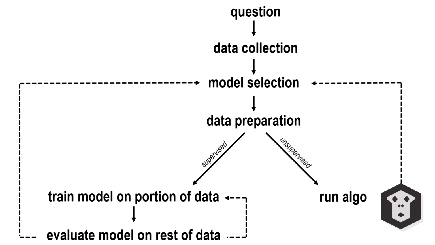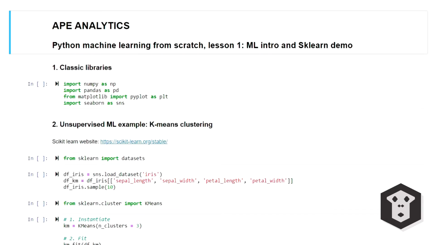Okay, enough with the abstract concepts, let's go back to our beloved Jupyter notebook. And not very original, we're gonna start off by importing the usual suspects, NumPy, Pandas, Pyplot, and Seaborn. And as promised, let's try out the k-means algorithm. I recommend you check out the Sklearn website, it's really well made. Link in the video description.